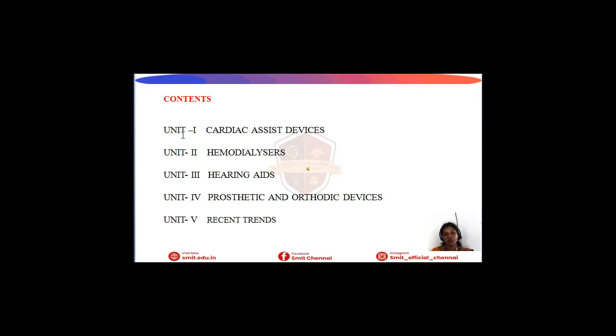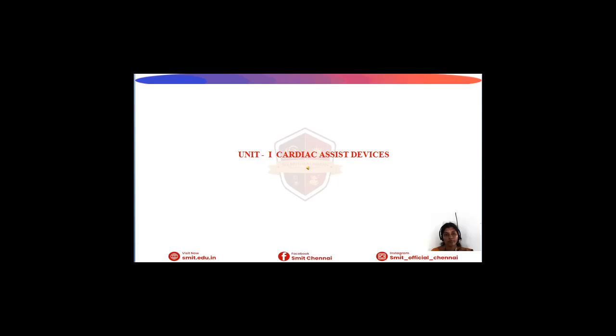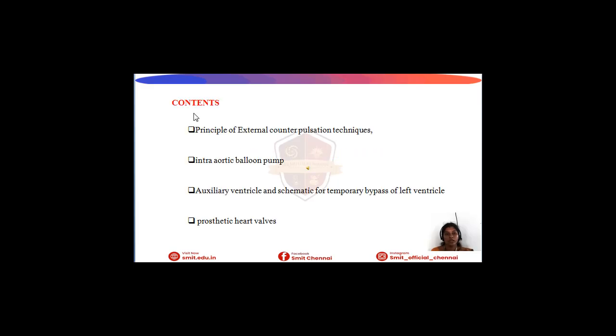These are the 5 units in this subject. We will see cardiac assist devices, unit 1, now. We have already seen about the external counter pulsation technique in part 1 video and the intra-aortic balloon pump in part 2. Now we will see in this part about the auxiliary ventricle for the left ventricle, like a bypass.